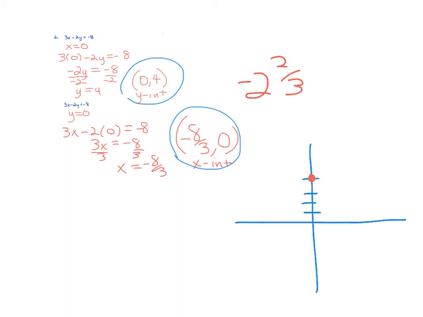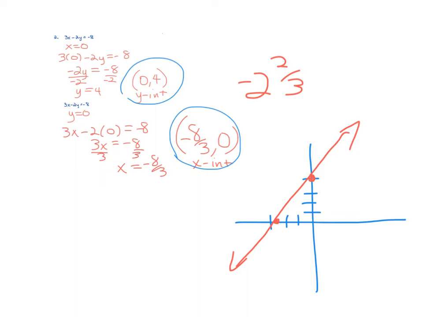So again, I'm going to just approximate this. It's going to be almost to the negative 3. And then I would connect the dots. And that would be how you could graph using intercepts. So you find the 2 points, put them both on, one on the x-axis, one on the y-axis, and then connect the points. Good so far? We could have also rearranged the equation into slope-intercept form and done it that way also.